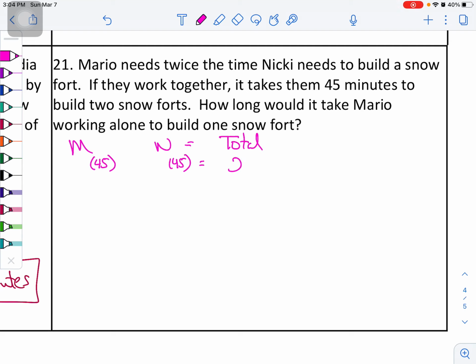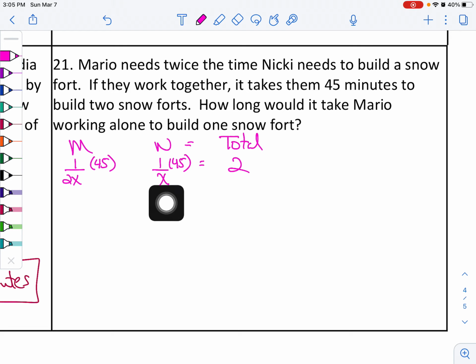Okay, if they work together, he's going to get 45 minutes, she's going to get 45 minutes, and together, they're going to make 2 snow forts. Now, Mario needs twice the time Nikki needs to build a snow fort. So I have no idea how much time Nikki needs. Let's say I call it 1 over x. It's 1 snow fort in some amount of time.